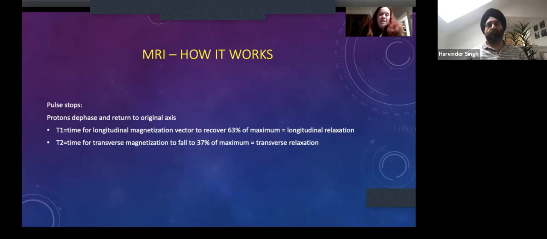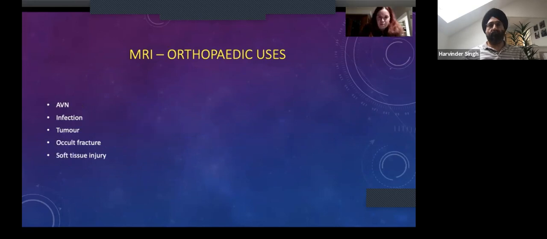The T1 and T2 images are produced by T1, longitudinal relaxation, which is the time for the longitudinal magnetization vector to recover 63% of maximum. T2 is transverse relaxation, so it's the time for the transverse magnetization to fall to 37% of maximum.